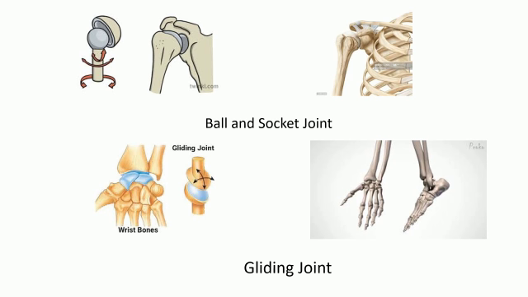Gliding joint. In this type of joint, the bones can only slide over each other. Example, wrist and ankle joints. It allows the bones to glide past one another in any direction along the plane of the joint.